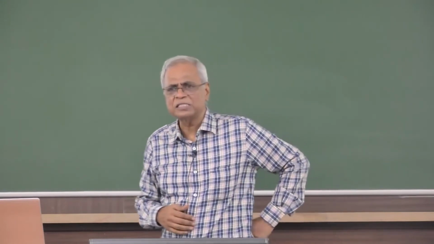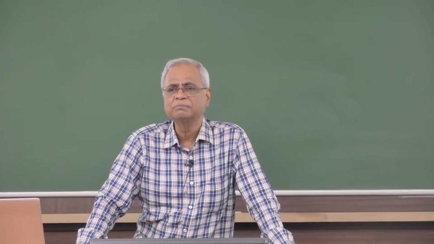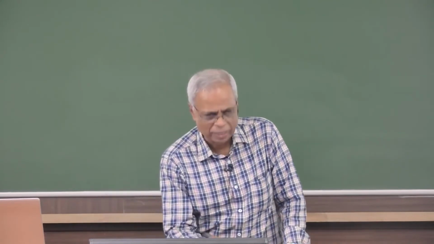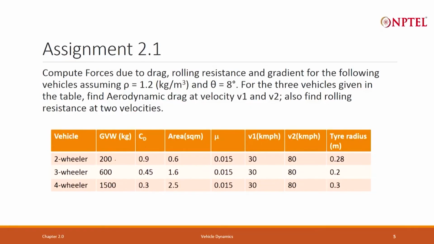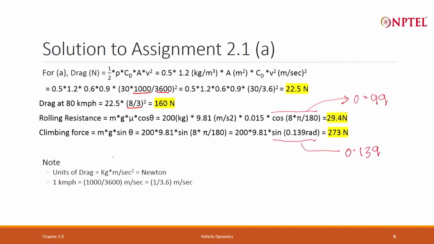How do we compute the rolling resistance? Rolling resistance is mg mu cos theta. So m is 200 kg for the vehicle. We had put the first vehicle as 200 kg. So 200 kg into 9.81 meter per second square multiplied by mu, which was given as 0.015, and cos theta you can calculate is approximately equal to 1, and this comes to 29.4 Newton. Remember, this is independent of velocity. So rolling resistance is not a function of velocity.